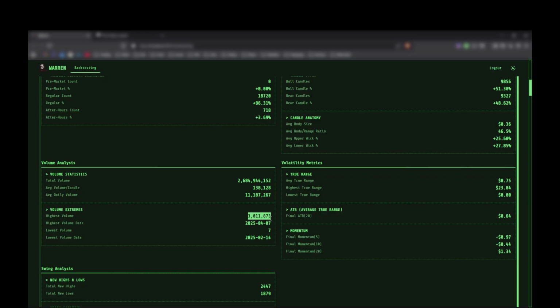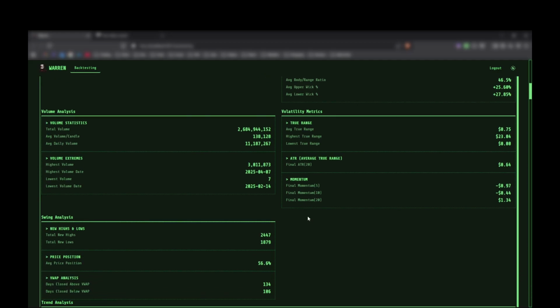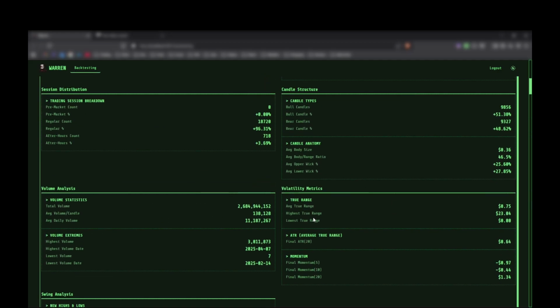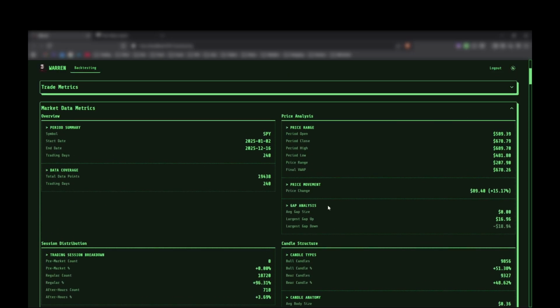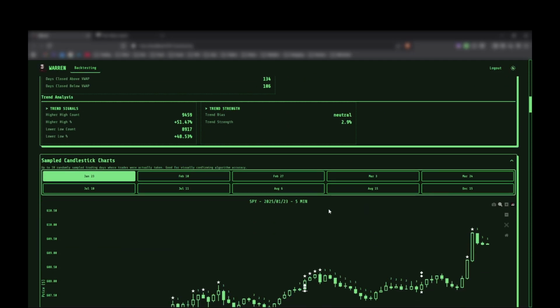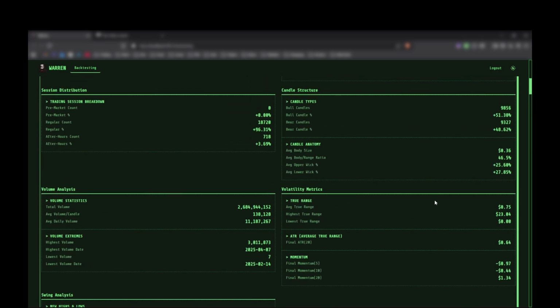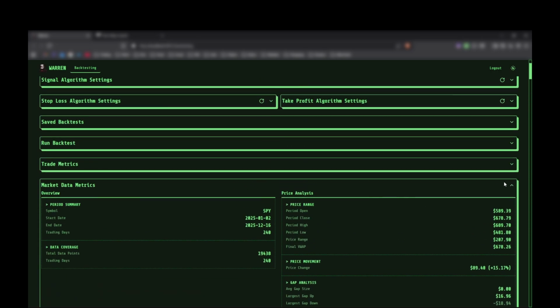Highest volume on SPY was 3 million shares on one of those candles. Just a ton of numbers that you can dive deeper into for your own models, if you're a true quant. Okay, so that's market data metrics.